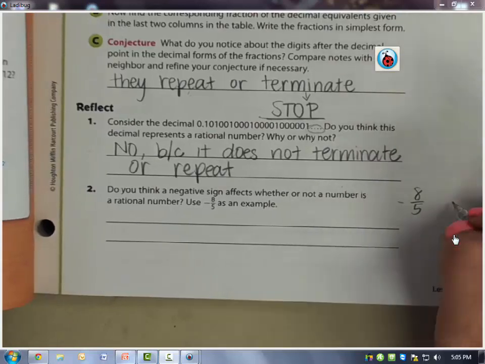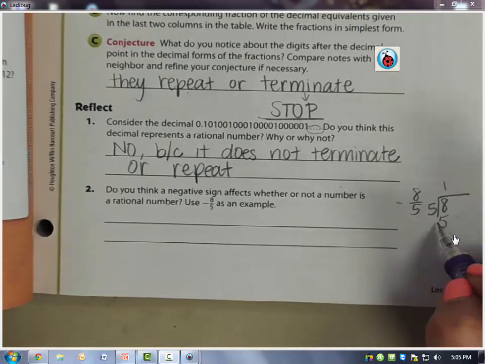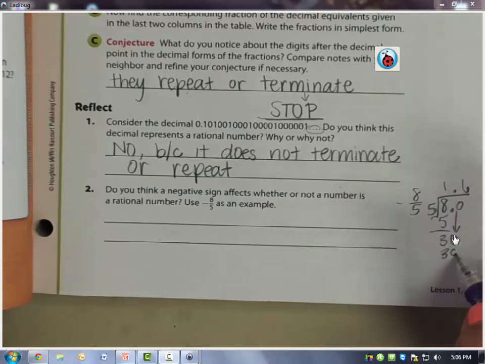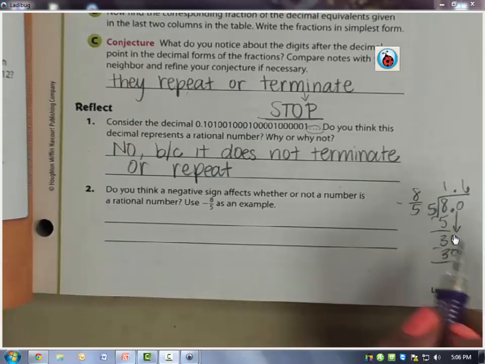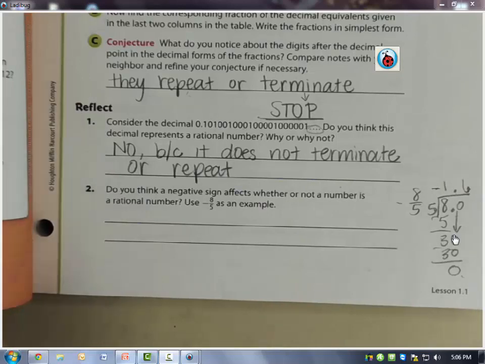5 can go in 8 once. Dot, 0. 5 can go into 30 6 times. 6 times 5 is 30. The 0 means my decimal is over. So, I have a negative 1 and 6/10. Does this decimal, do you think a negative sign is going to affect a rational number? I'm going to tell you, no, it does not.